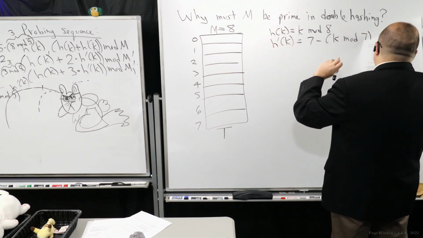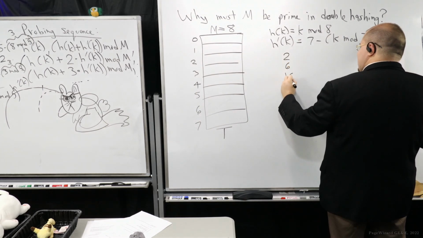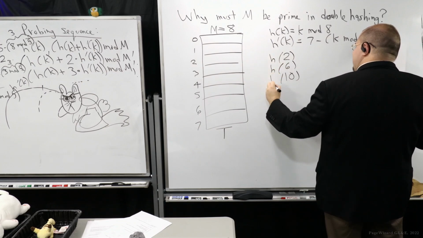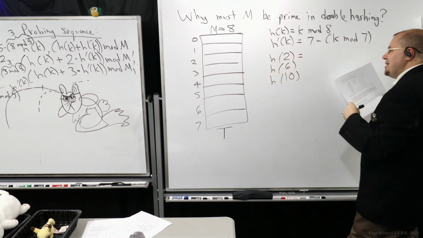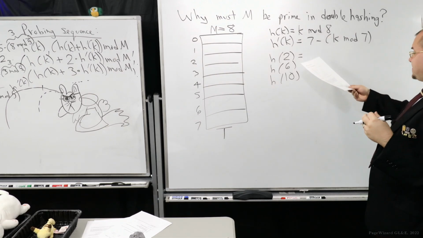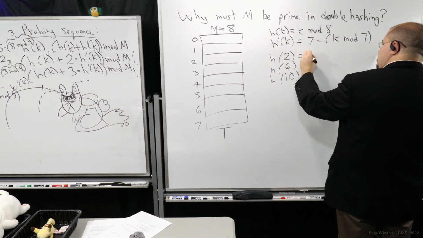So next, let's try putting some things in. I'm going to put 2, 6, and 10. Now this is a very specific example, but I encourage you to think about other ways you can get this to happen. So if I do 2, 6, and 10 as the keys, well, 2 mod 8 is just 2, right?